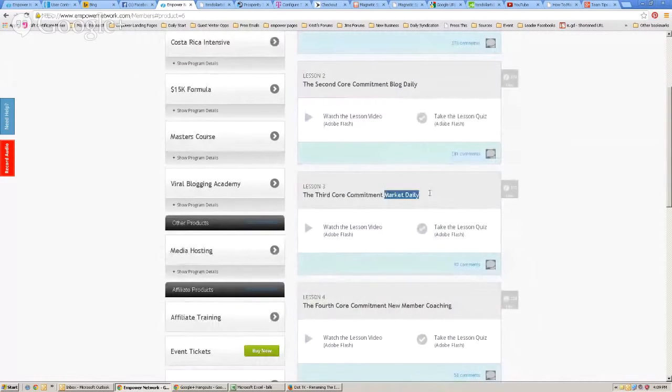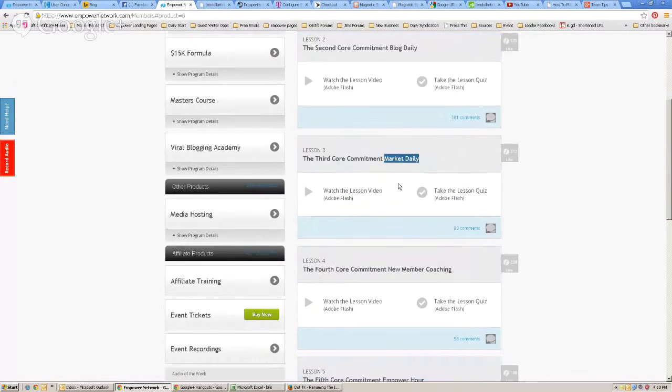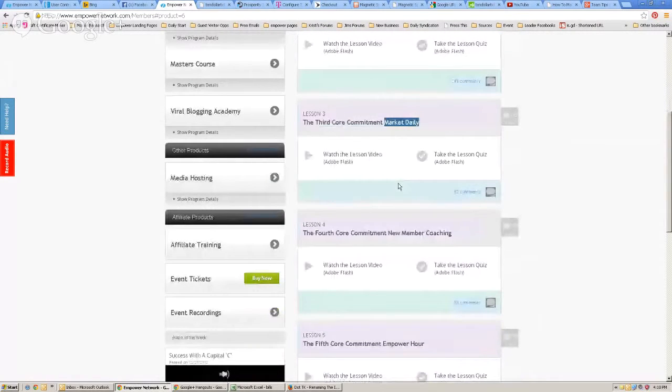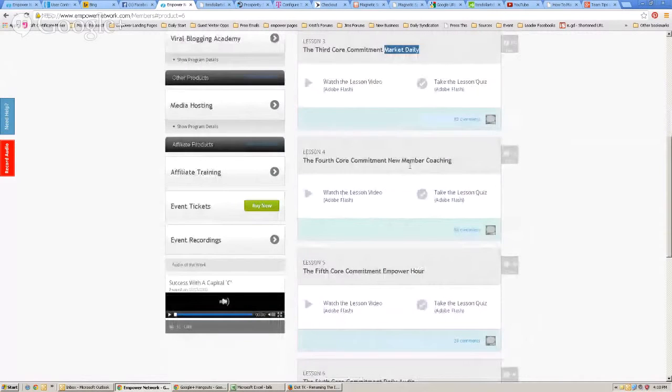Then the third commitment is Market Daily. That's where you find out about solo ads and all kinds of things like banner ads, Facebook ads. There's a lot of different ways in there. They talk mostly about solo ads and blogging, why blogging takes a little while and what you need to do first.